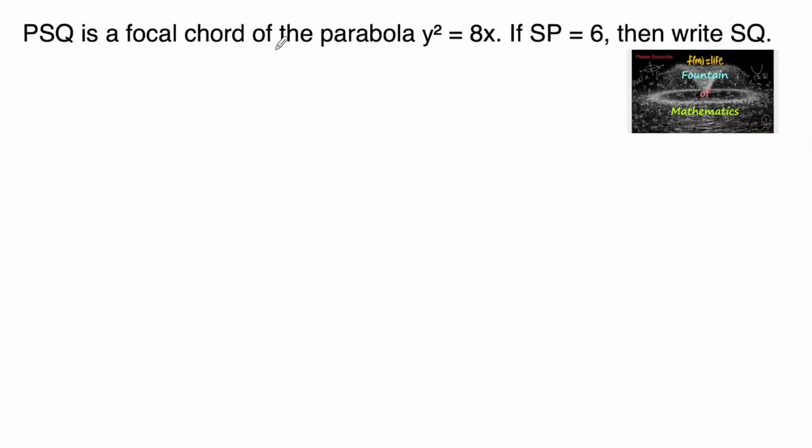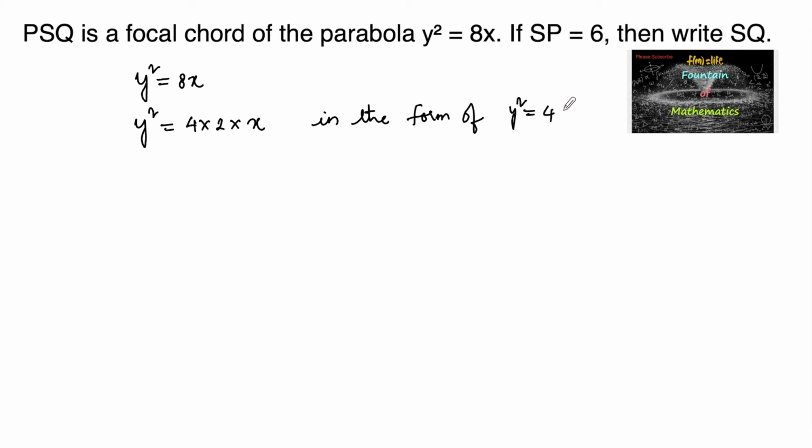PSQ is a focal chord of the parabola y square is equal to 8x, and if SP is equal to 6, then what is the value of SQ? So y square is equal to 8x in the form of y square is equal to 4 into 2 into x, which is in the form of y square is equal to 4ax.